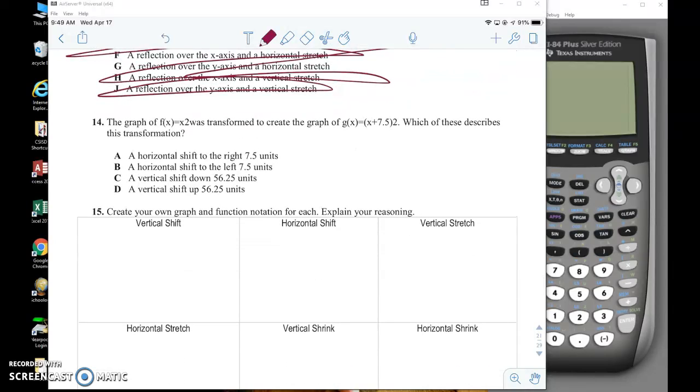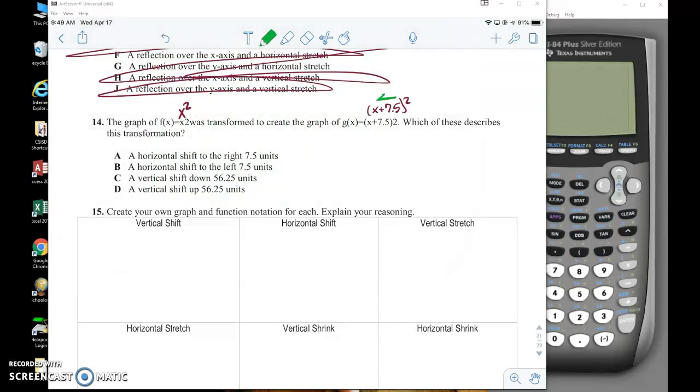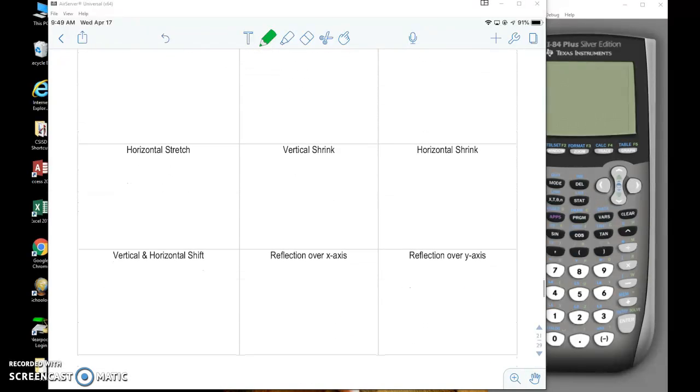Number 14, it says the graph of f of x equals x squared is transformed to create g of x equals (x plus 7.5) squared, which describes this transformation. Inside the parenthesis is opposite, so this actually moves our graph to the left 7.5 units. You should have chosen option B.